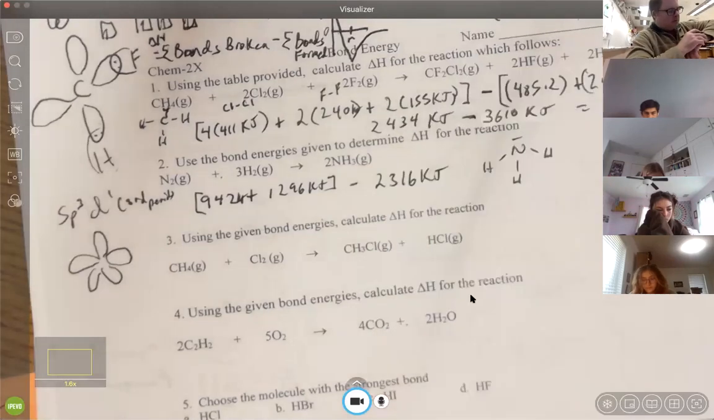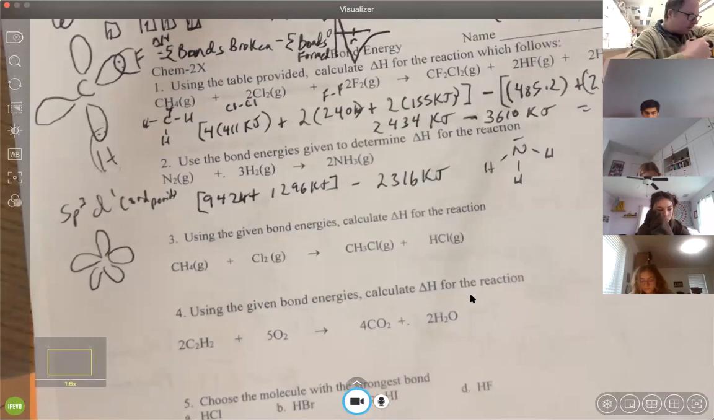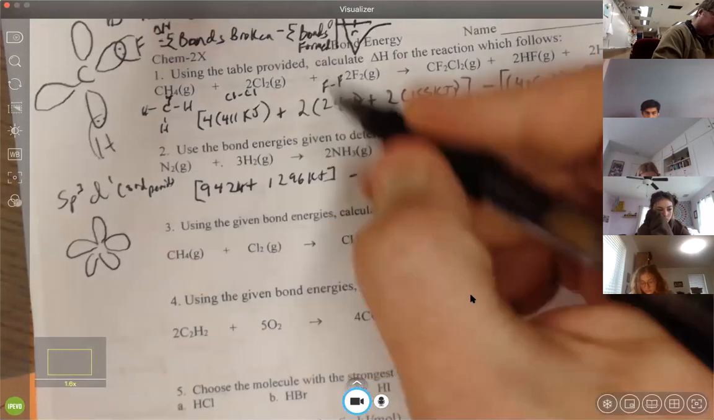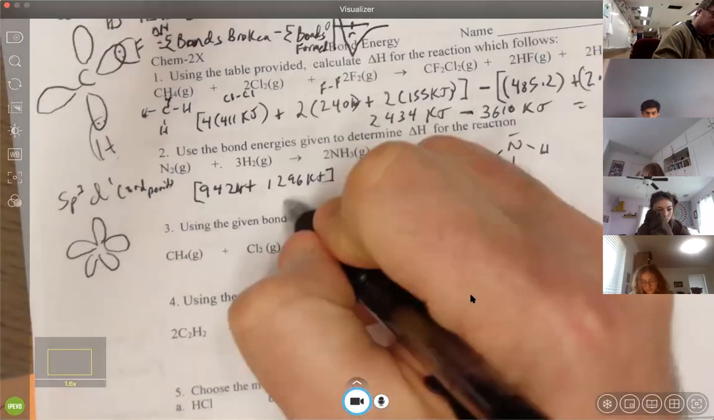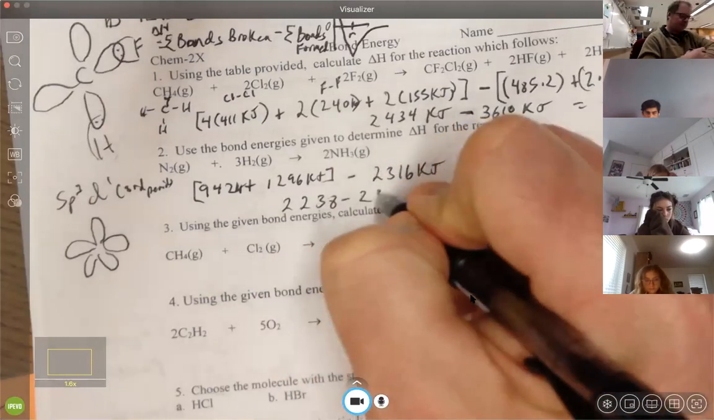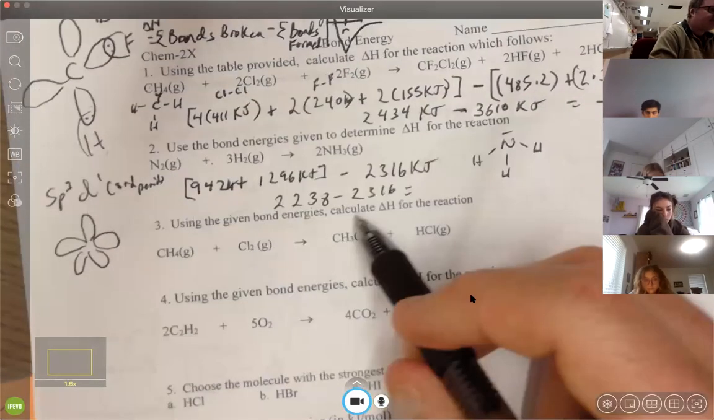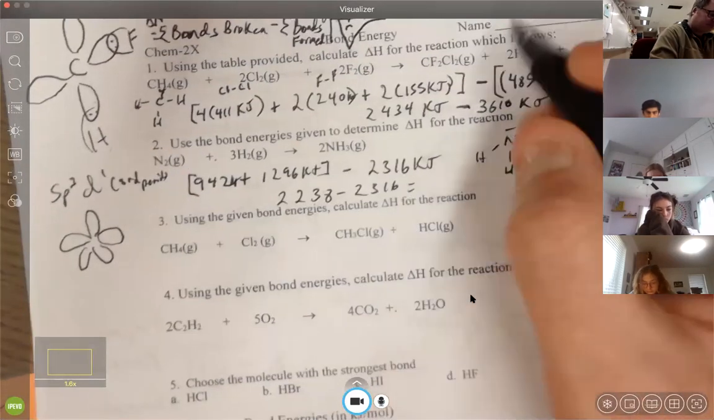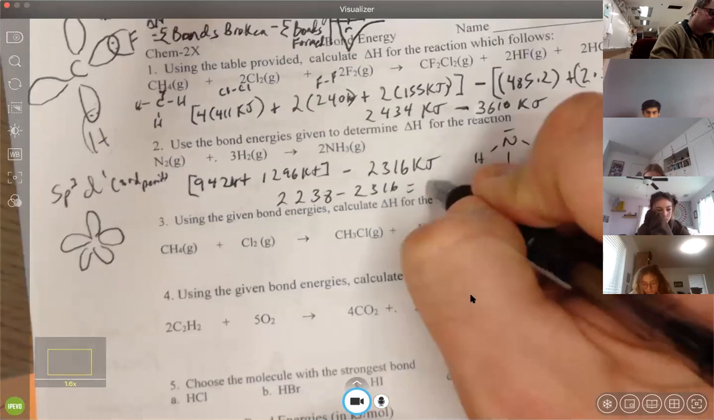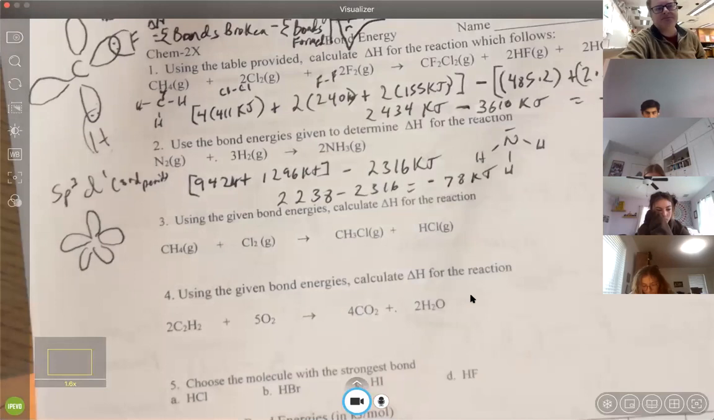942 plus 1,296 is 2,238. 2,238 minus 2,316 would be negative 78. So we get negative 78 kilojoules.